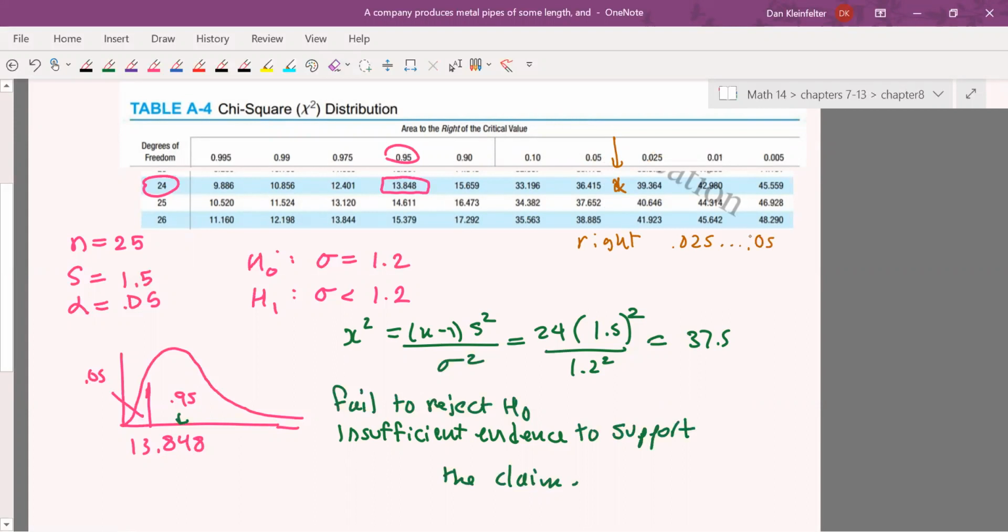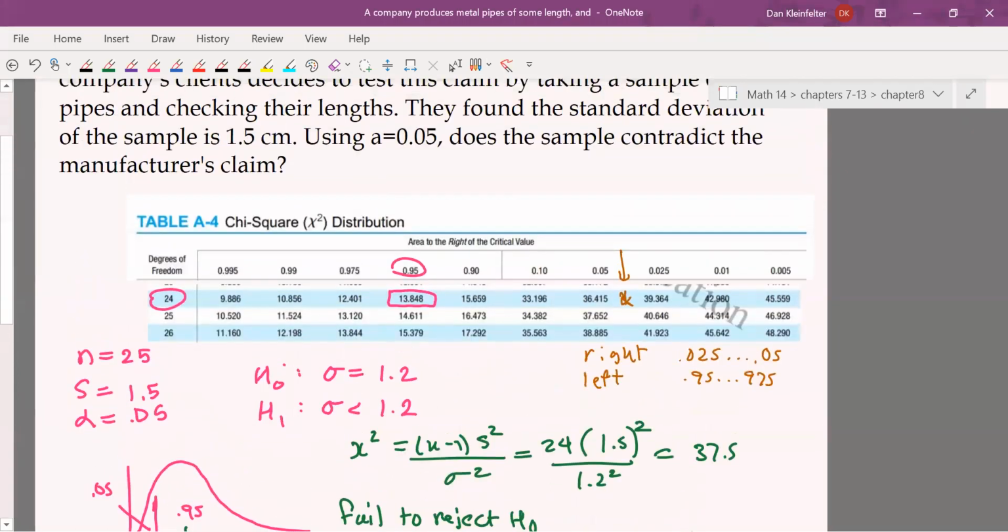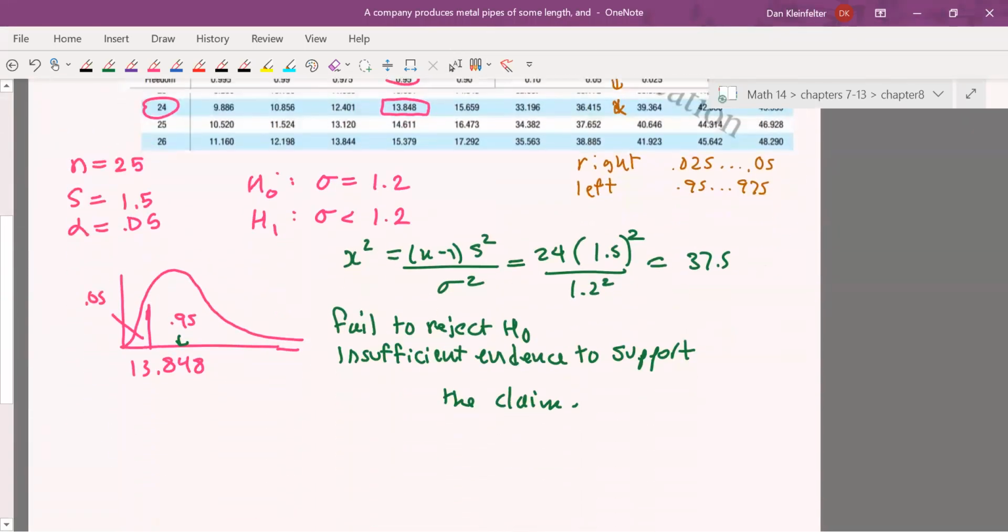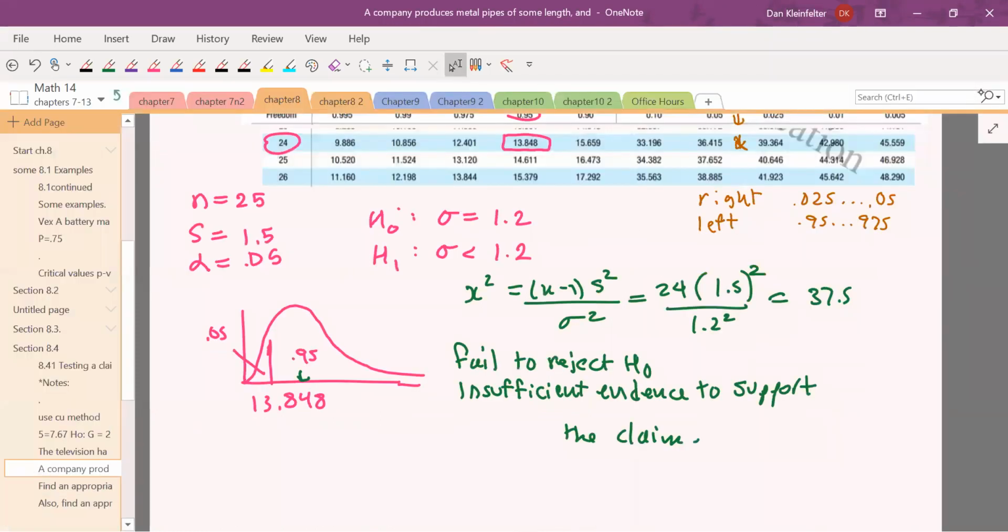Okay, so this was a left-tailed test though. So what would that mean about the area to the left? It would have to be between 0.95 and 0.975, which is definitely more than what our alpha was, right? So that would be another way to see why we failed to reject that null hypothesis.